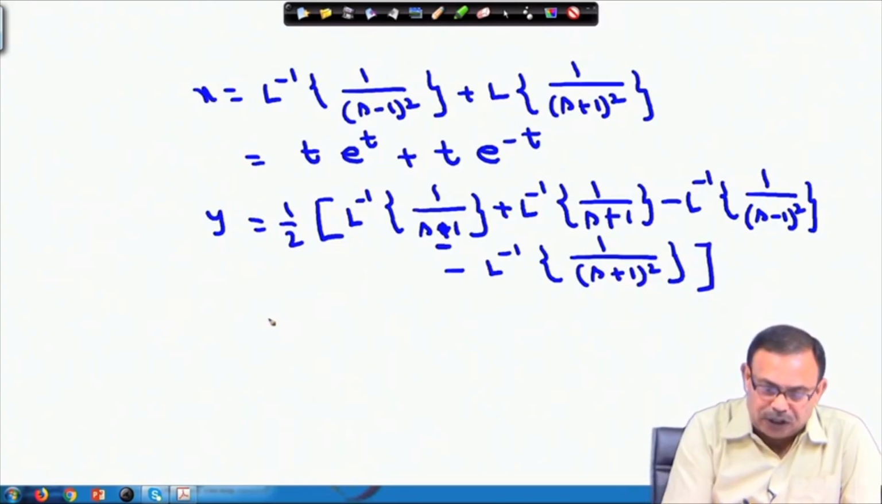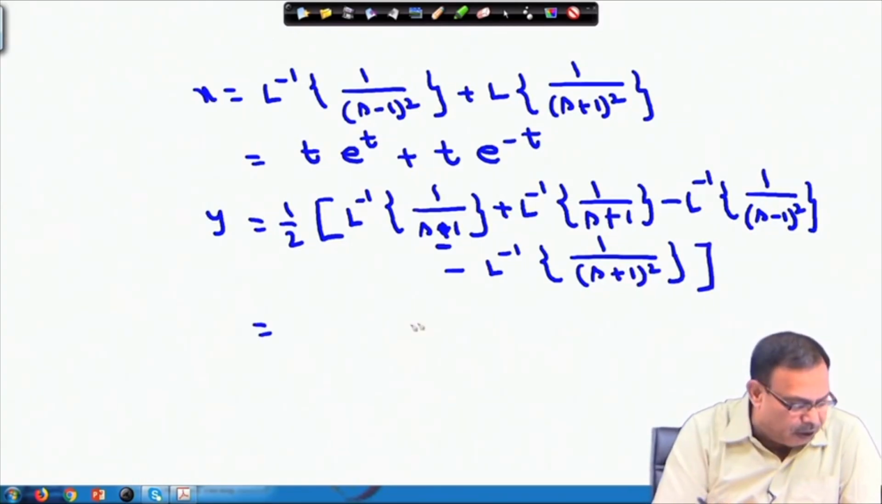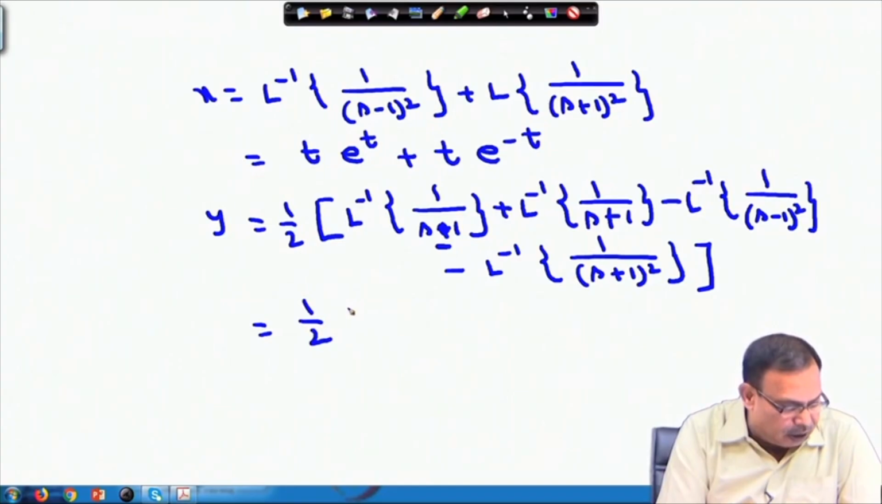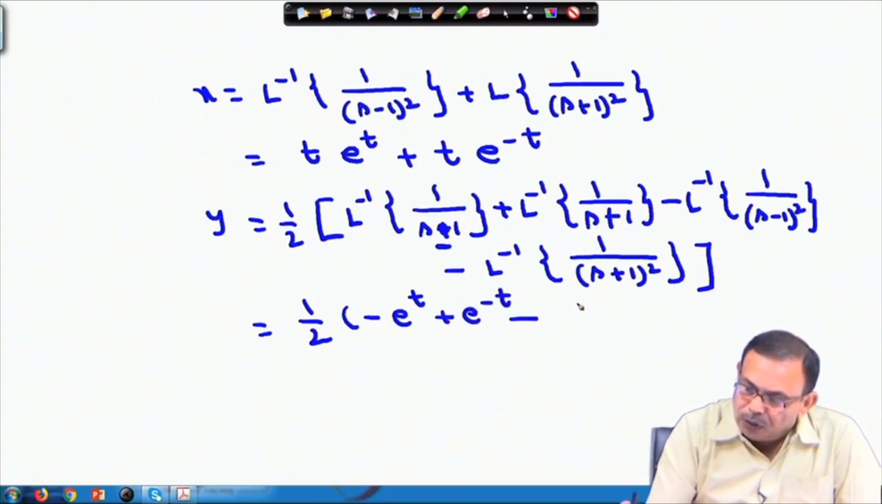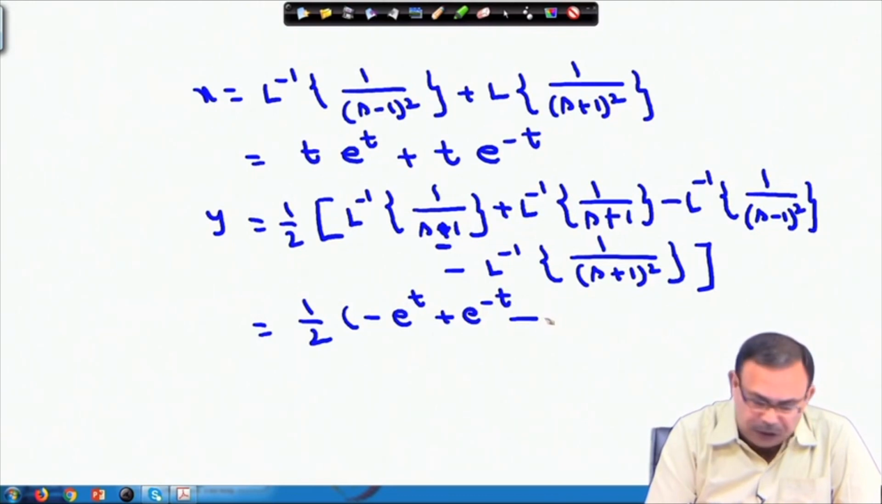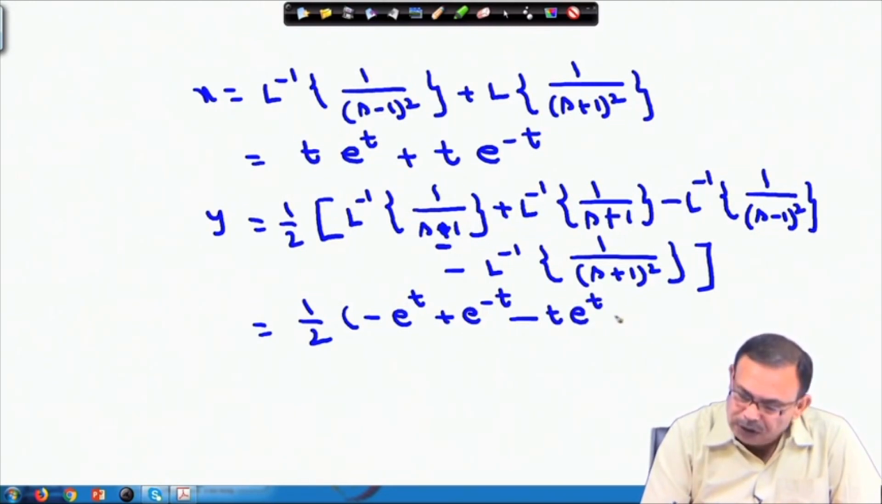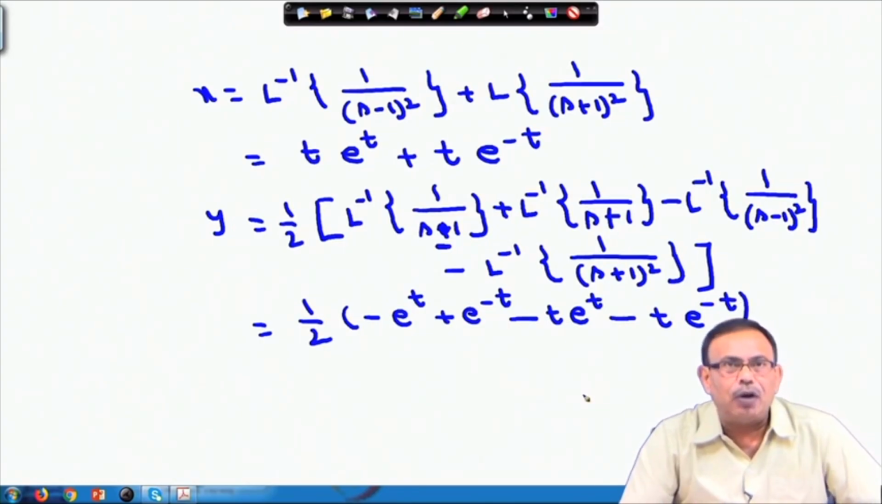And I know the Laplace transform of this using the property in terms of e power. I can always write this down as minus e power t plus e power minus t, whole square. So, this will be minus t into e power t minus t into e power minus t. So, once I am getting this, my solution is obtained.